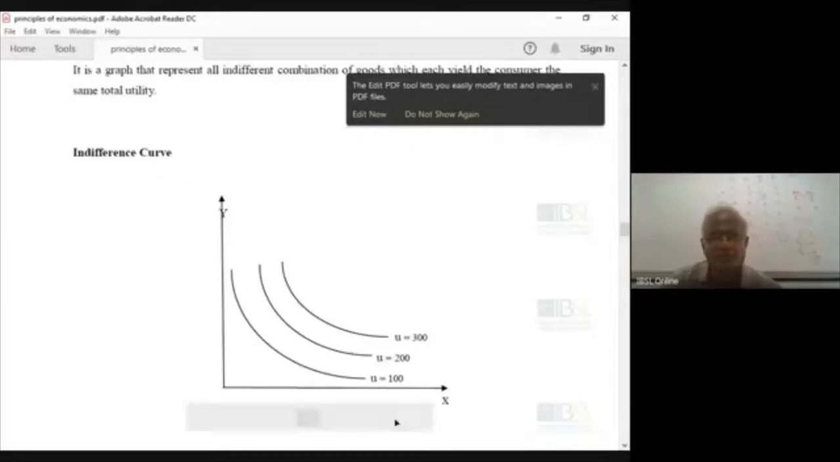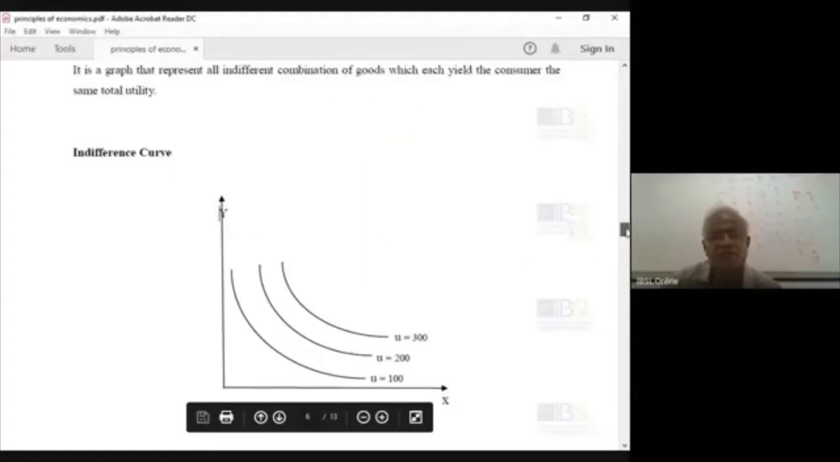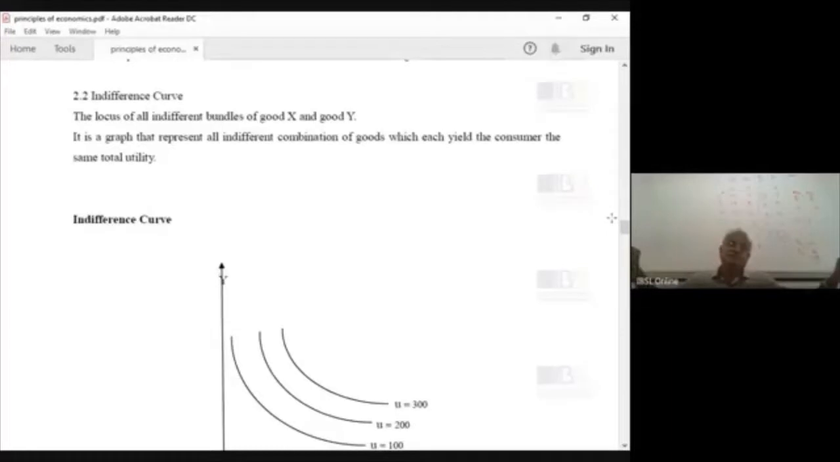Anyway, okay, X and Y, those two goods, good X, good Y. Maybe apples and oranges: X is apple, Y is oranges. Now these are the combinations, combinations of two. What is an indifference curve? The locus or line of all indifferent bundles. Underline that. Indifferent means equally preferred bundles.